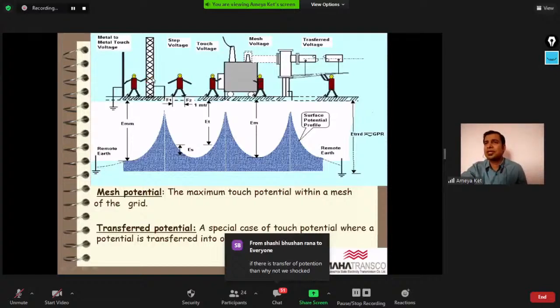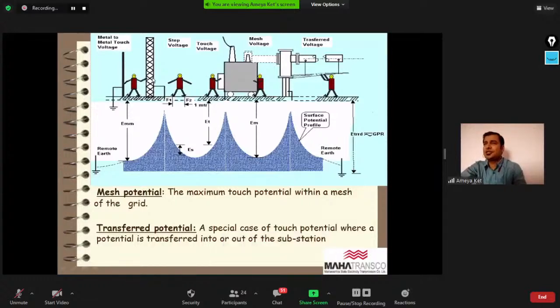Yeah, one question from Shashi, we will take it. He is asking, if there is a transfer of potential, then why do we not get a shock? Yes, it's a good question, Shashi. Why are we not shocked? The reason, in short, is the design of the earthing. We design it in such a way that the transfer of potential is minimized to such an extent that we are not able to feel that potential.